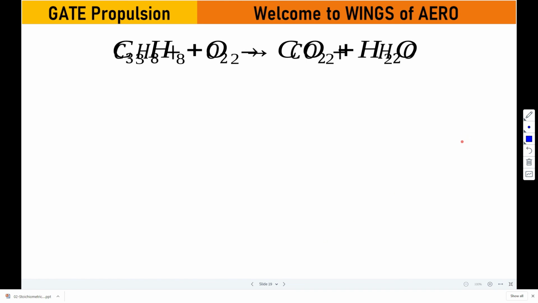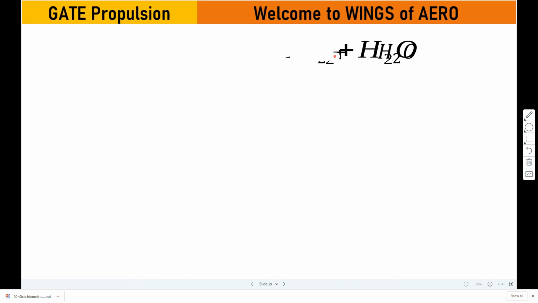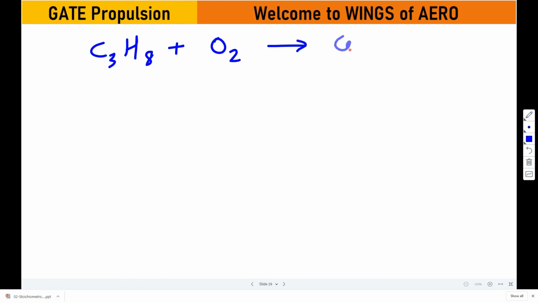Okay, this is also the same problem. This is a different problem. They have given the equation C3H8 plus O2 gives CO2 plus H2O.